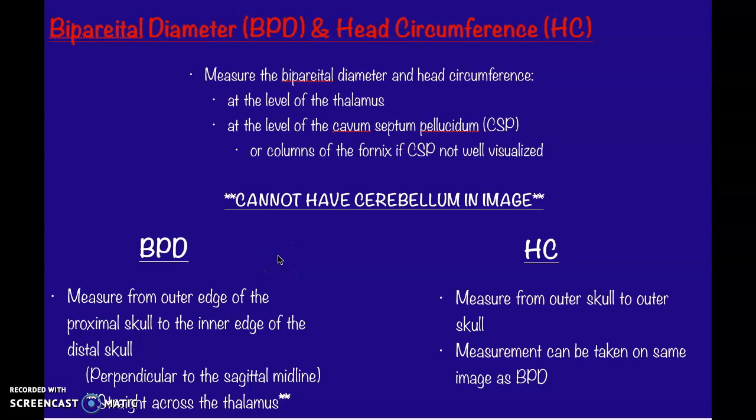So for BPD, you measure from outer edge of the proximal skull to the inner edge of the distal skull, perpendicular to the sagittal midline, straight across the thalamus. For HC, you measure from outer skull to outer skull. The measurement can be taken on same image as BPD.